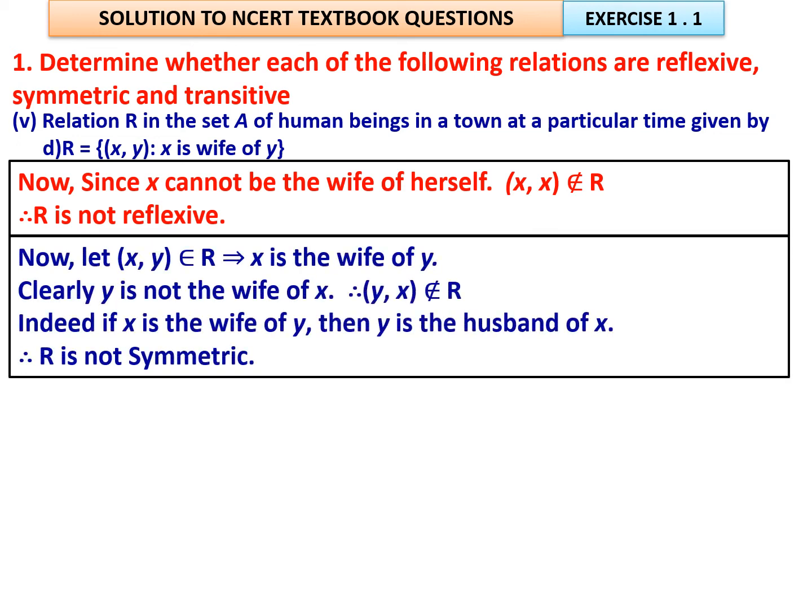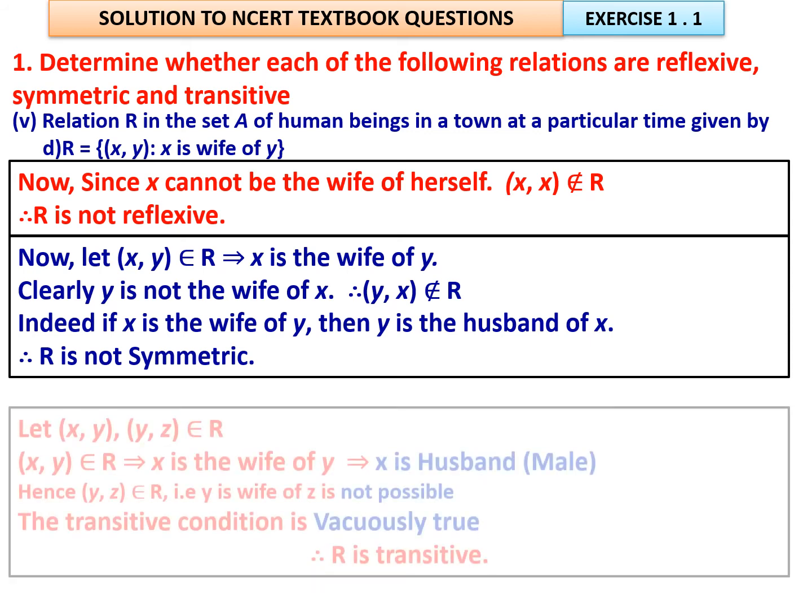X comma y belongs to R means x is wife of y, and when you change the place, that is y comma x, there is no meaning in that, because y is not the wife of x. Indeed, if x is the wife of y, then y is the husband, therefore it is not symmetric. Very simple. But let us go to transitivity.